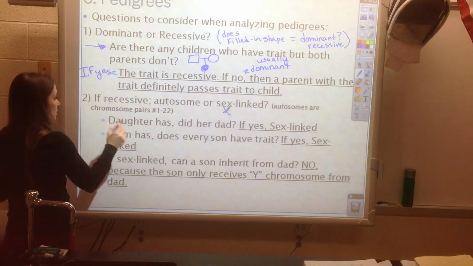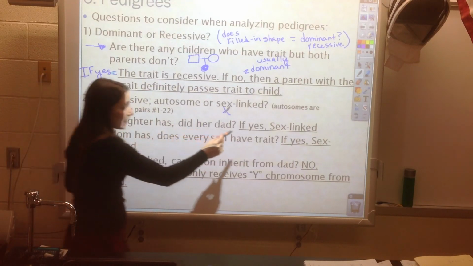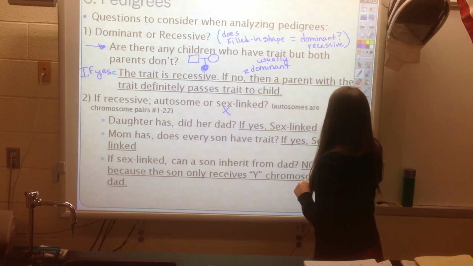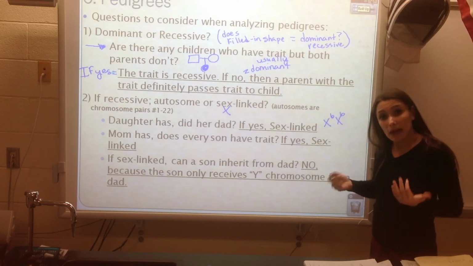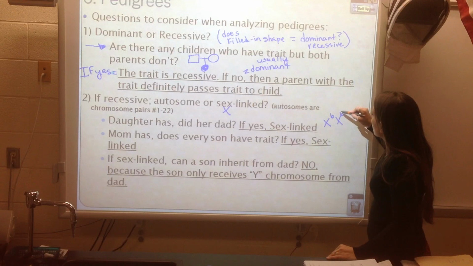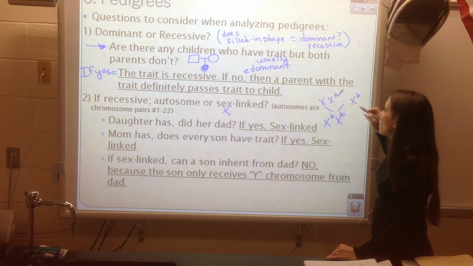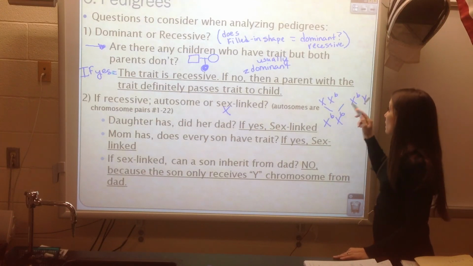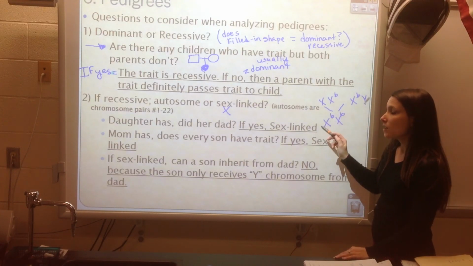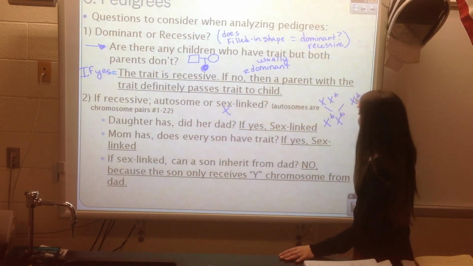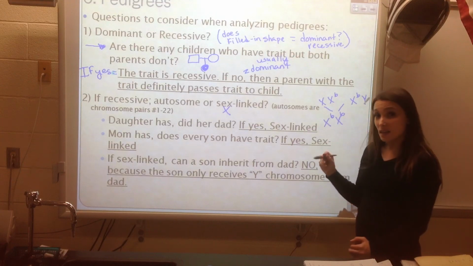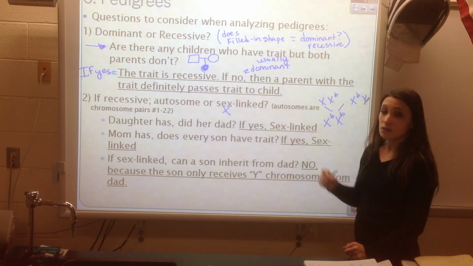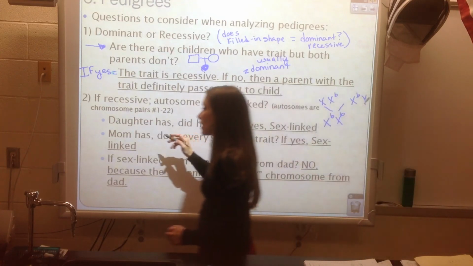And here's why. If a daughter has it and it's sex-linked, then the daughter would have to be X little b, X little b. So a lot of times we just guess, well, maybe it's sex-linked. If so, she had to get an X little b from her mom and an X little b from her dad. But her dad would have to be X little b Y, so he would have to have it. So if a daughter has it and her dad has it, then it is sex-linked. If a daughter has it and her dad doesn't, it's not sex-linked, it's autosomal. So that's the first thing that we ask.